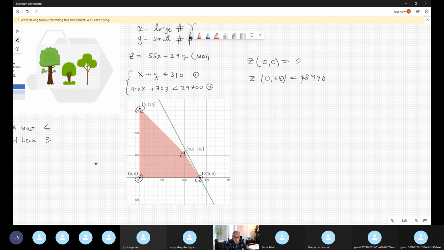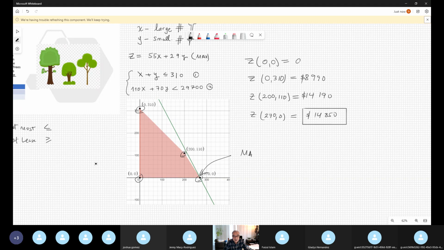Another corner is 210. So you evaluate the objective function C at 200, 110. Now the multiplication is 14,190. Good, more money. Best is the best, but that's not the best. The best occurs at the point 270, comma 0, which is $14,850. This is the maximum. The maximum occurs at that point.